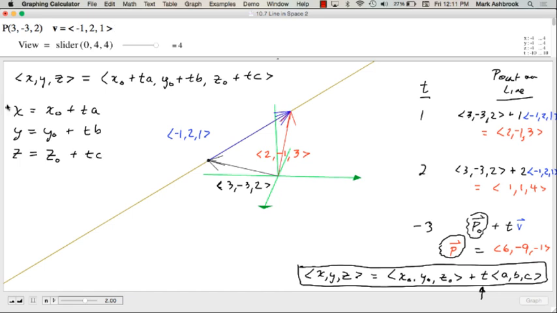Okay, and so this is a different way to write a line, and that should look familiar from Calc 2. What kind of thing is that from Calc 2? Do you remember? What kind of function is that? It's a parametric function, right? So this is the parametric form of a line.